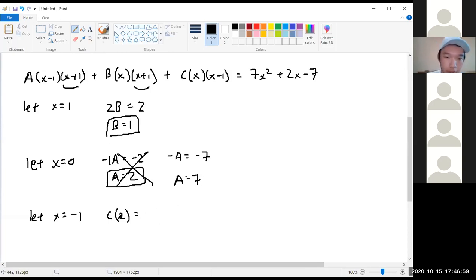Okay. So when x is equal to -1, we have 2c is equal to 2. So c is 1. Is that right? I don't know. I feel like I made a mistake somewhere.